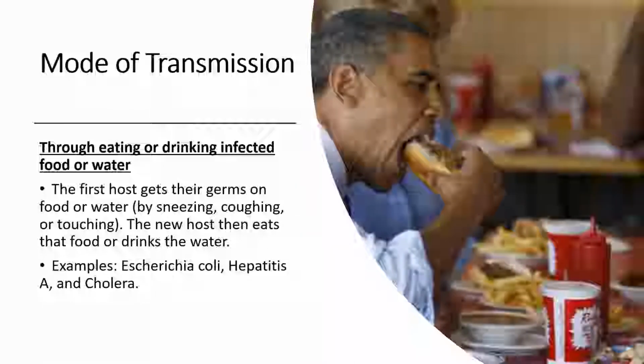The next one is through eating or drinking infected food or water. The first host gets their germs on food or water, which can be by sneezing, coughing, or touching. And then the new host eats that food or drinks the water. Examples are Escherichia coli, hepatitis A, and cholera.